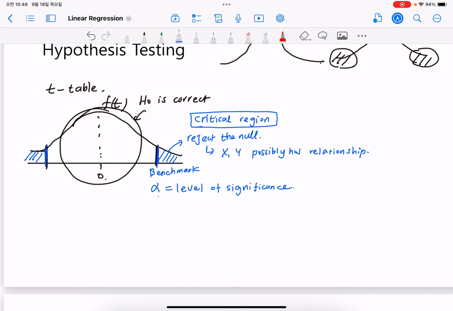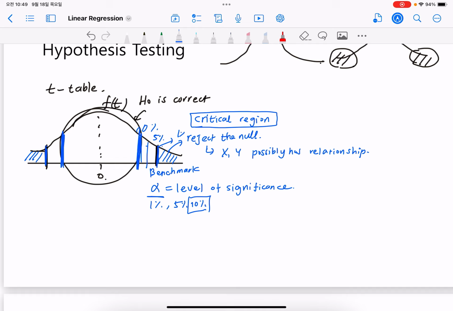We want to make sure that alpha is almost close to 0. Let's say it's 1%, 5%, or 10%. If you say it as 10%, then your critical region may be here. So you start off from maybe relaxing and expanding the critical region. So maybe this is 10%, and this is 5%, this is 1%.